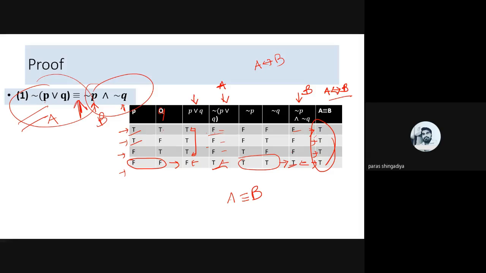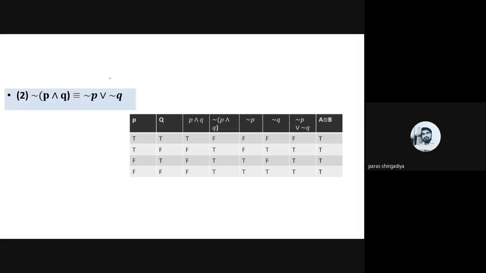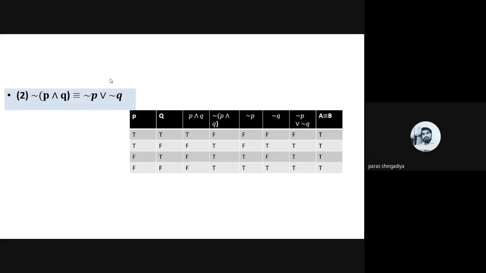And now let us check the second one. The second statement of De Morgan's law is negation of P and Q being logically equivalent to negation P or negation Q. And you can also include these columns in the same table. Let us prepare another one for this, but you can also include both columns in the same table to check the answer.